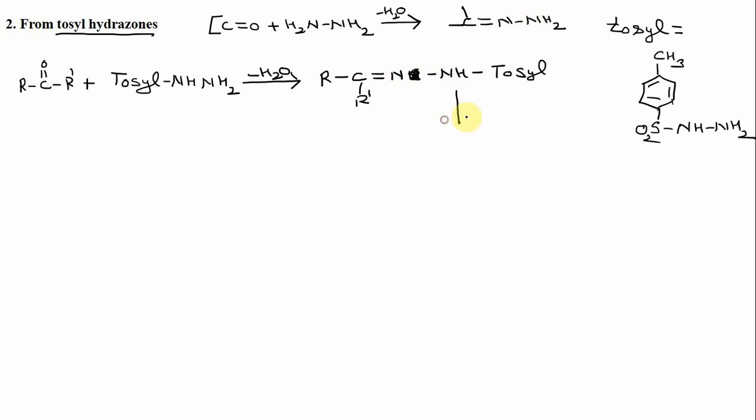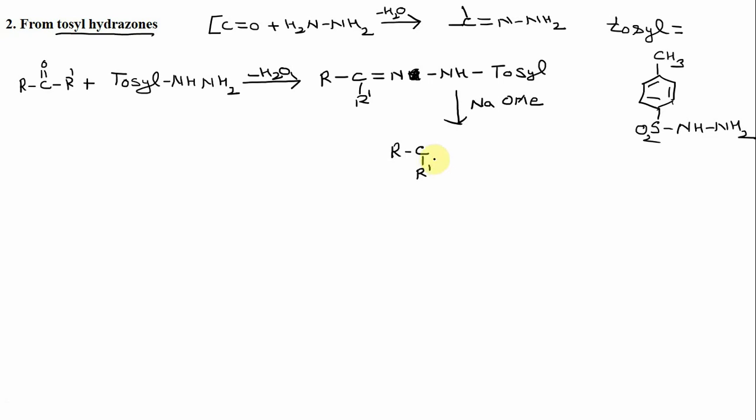Next it is treated with a very strong base, sodium methoxide. As we know, the function of a base is to abstract H plus ion. So this sodium methoxide abstracts this H plus ion from this NH. This results in the formation of a compound with negative charge over nitrogen, like this.